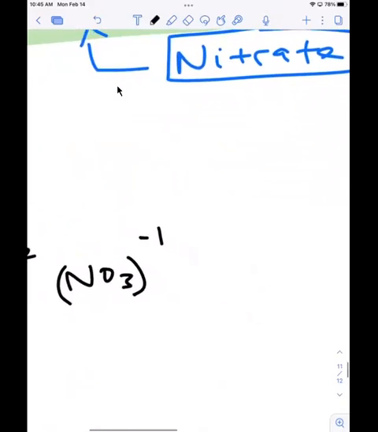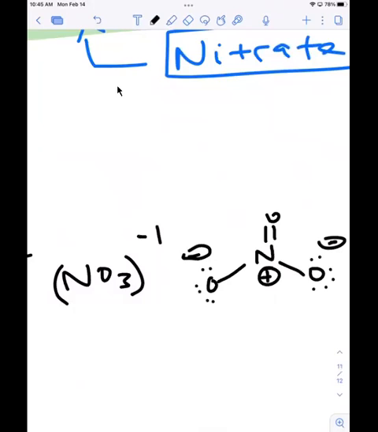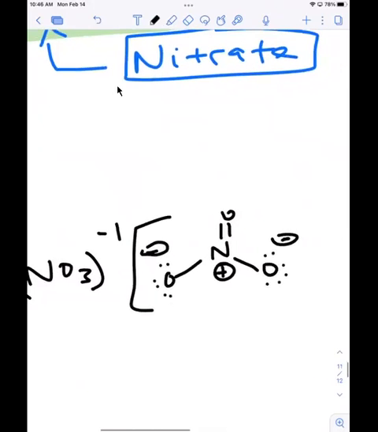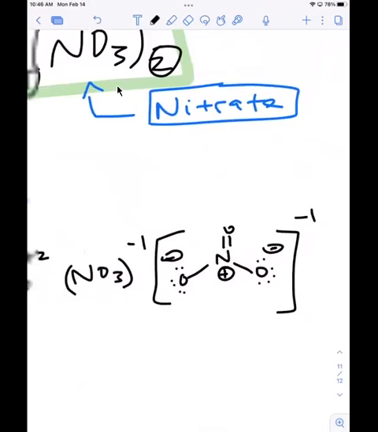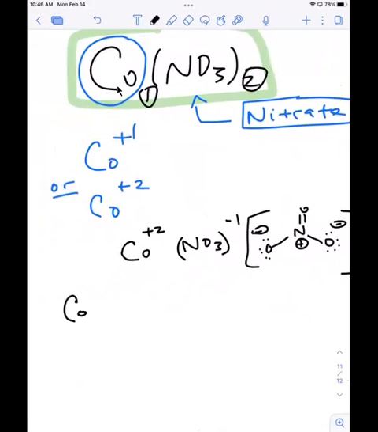All right, and the structure for NO3 looks like this. So this is negative. That's negative, and then the nitrogen itself is positive. So the overall charge is -1 because the 2 oxygens add up to -2, and then the nitrogen has a +1, so the overall charge is -1. So the fact that cobalt can exist in 2 different oxidation states, we have to indicate that.